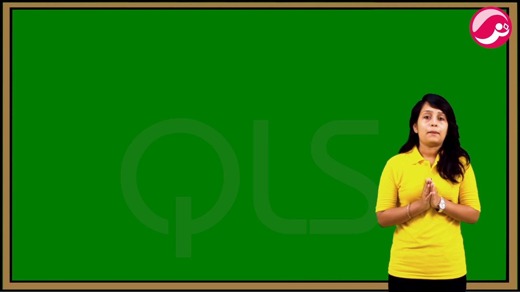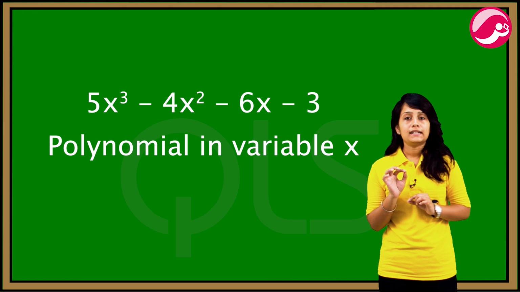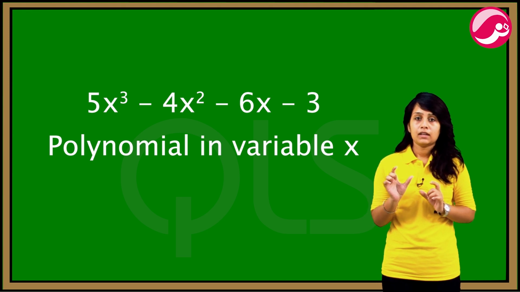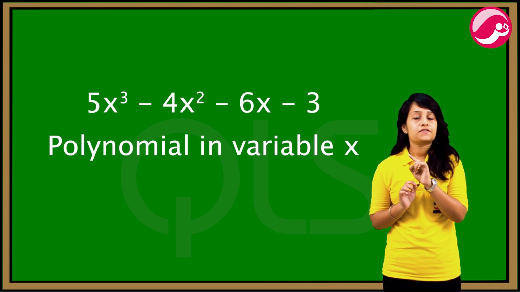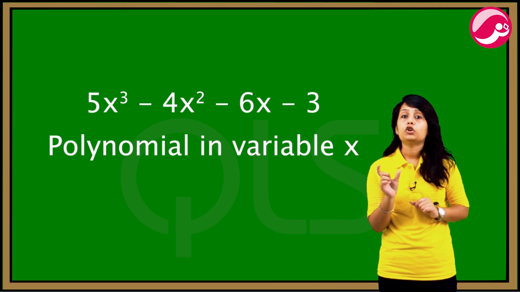Let us look at some more examples. 5x cube minus 4x square minus 6x minus 3. This is a polynomial in variable x. Now 5 plus 8x to the power 3 by 2 plus 4x to the power minus 2. This is an expression in x but not a polynomial in x.